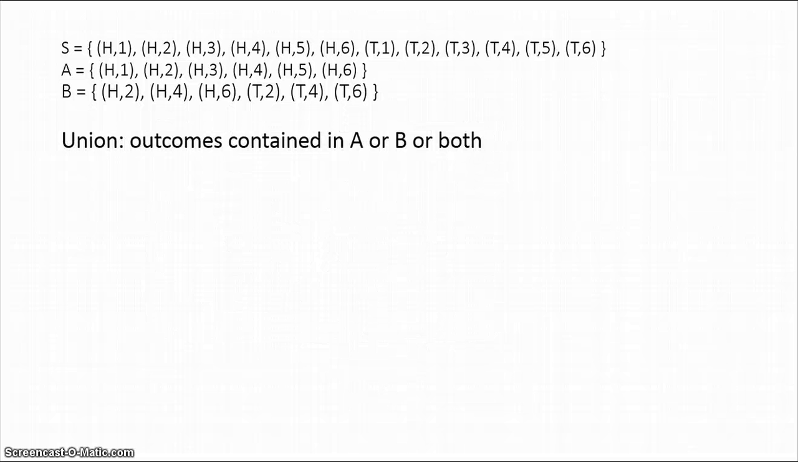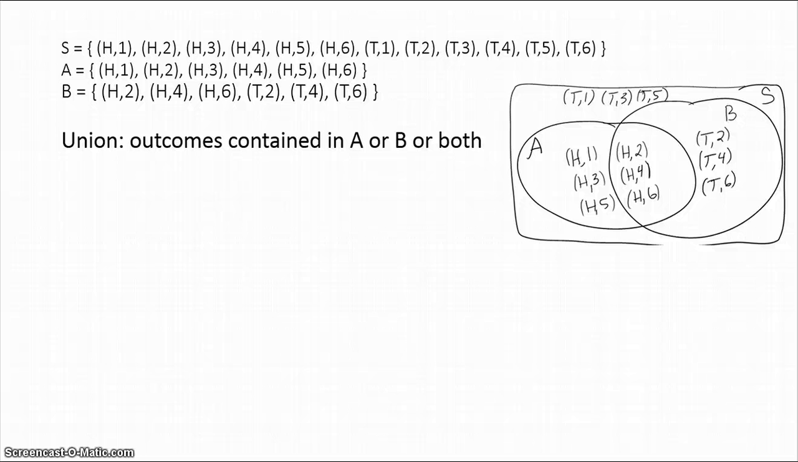The union of A and B are the outcomes that are contained in A or B or both. Now if I look at my Venn diagram, here's event A.